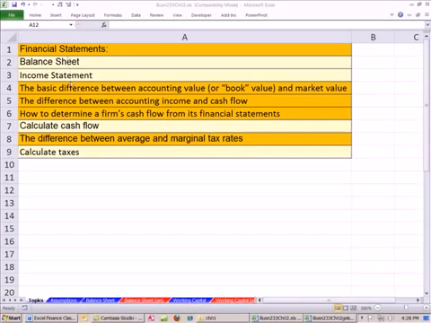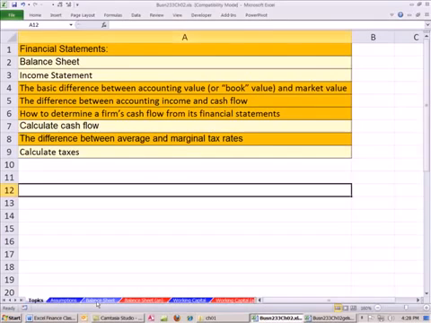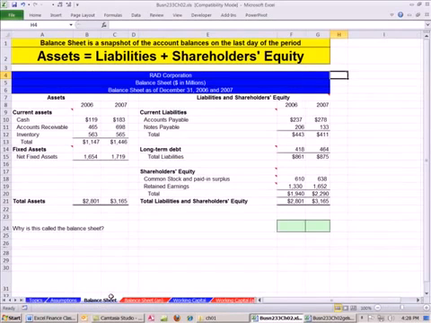Accountants do accrual accounting, which does not necessarily reflect cash flow. So we, as finance people, need to calculate cash flow from financial statements. And we'll talk about the difference between average and marginal tax rates. All right, first we'll take a look at the balance sheet. I'm going to click on this tab right here.